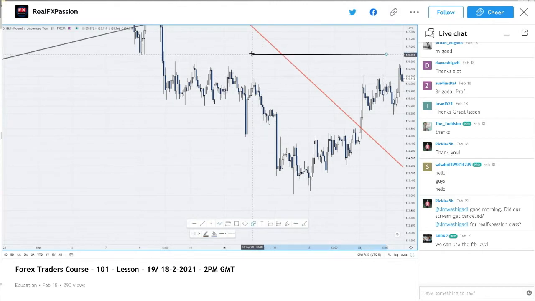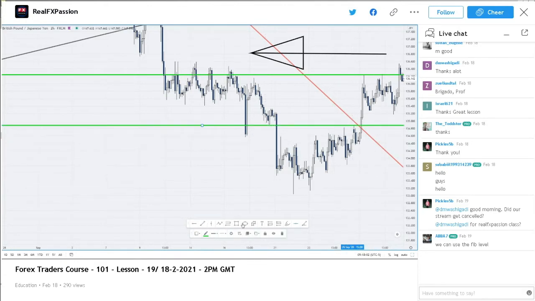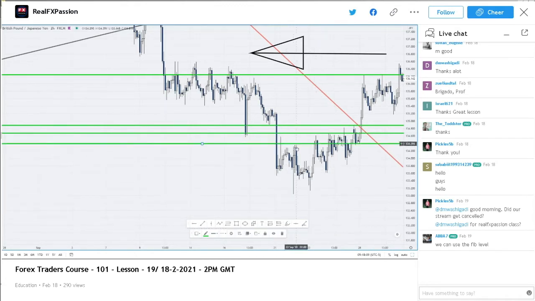Okay, everybody. This is one of the few tools that draws from the right to the left, not from the left to the right. I'm going to draw. So this would be past support. The highs, this would be past support from the highs, and this would be past support, and this would be past support.